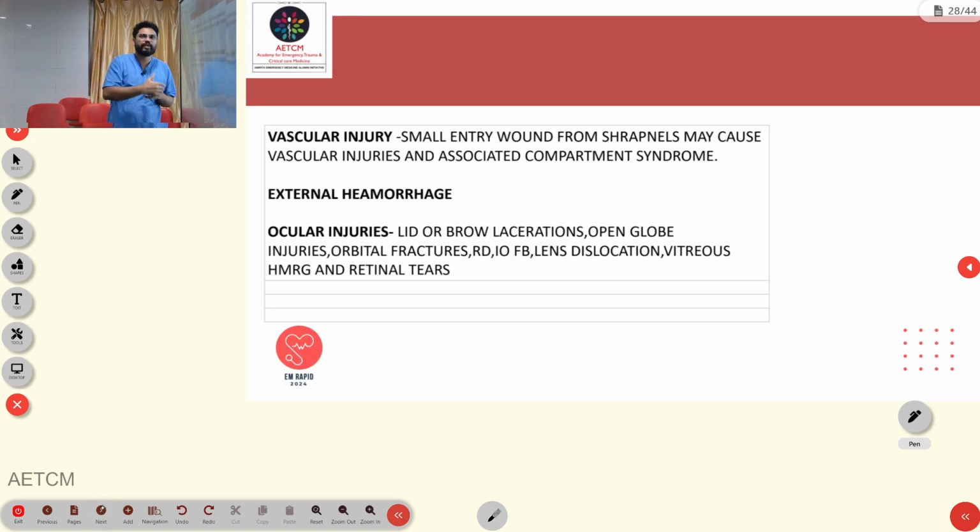The vascular injuries that can be seen are the small entry wounds from shrapnels that lead initially to vascular injuries and then associated compartment syndrome. There can be external hemorrhages. Ocular injuries range from lid lacerations, globe ruptures, dislocation of the lens, vitreous hemorrhage and retinal tears.